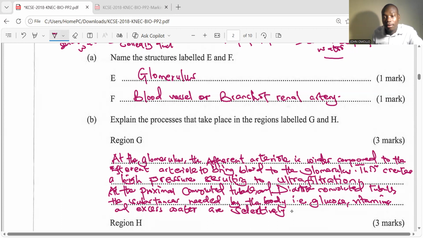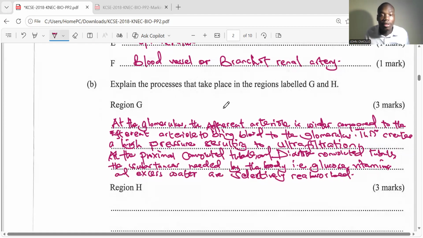Selectively reabsorbed. There is where they begin to be reabsorbed. Are you getting that? So two activities happen there: ultrafiltration and reabsorption. So that qualifies you for the 3 marks.